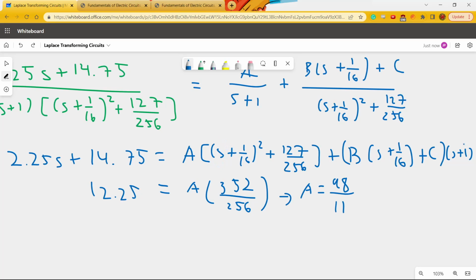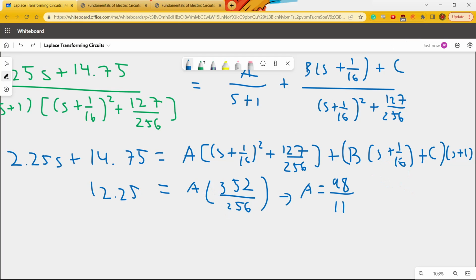If I plug in s equals -1, this whole thing disappears. The left side here becomes 12.25, and then what's in here becomes, well, by reasons, 352 over 256. And if we solve for A, we get 98 over 11. How exciting. Honestly, you can probably just be using numbers.